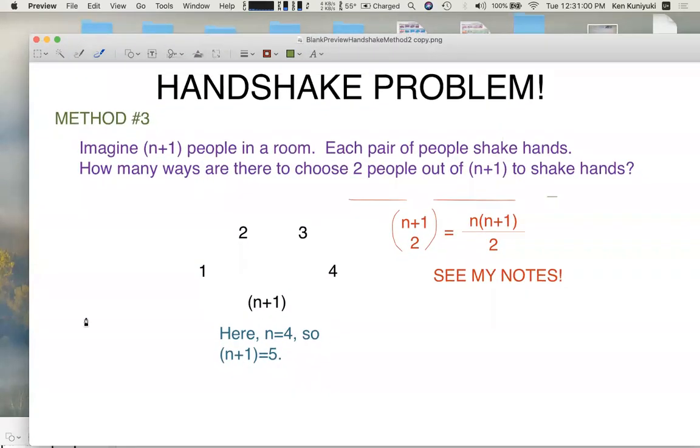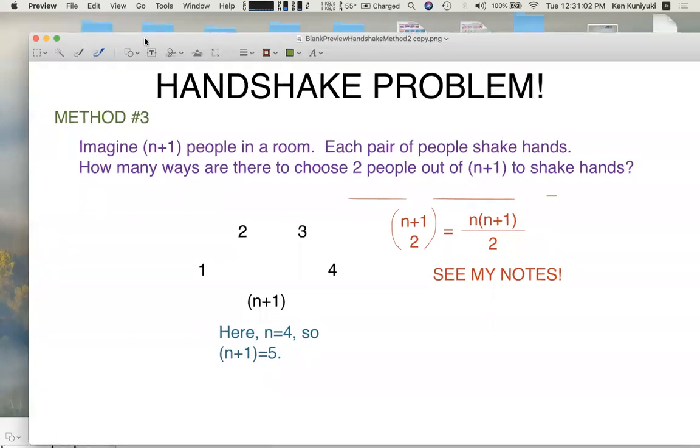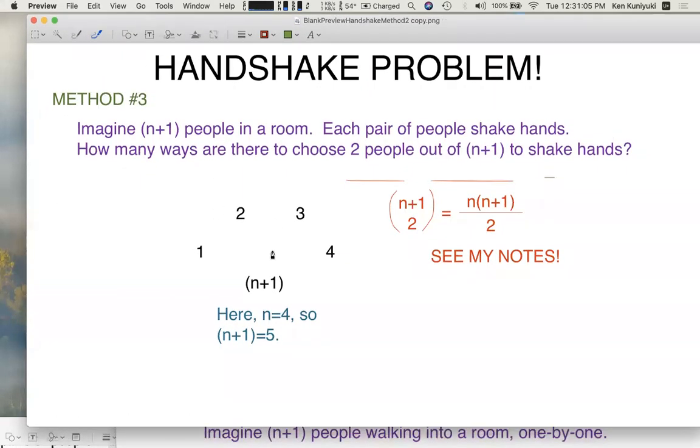Method number 3. Imagine the n plus 1 people in the room. Each pair of people shake hands. Now, how many ways are there to choose 2 people out of n plus 1 to shake hands? Basically, how many pairs of people are there in this group of 5? And each pair of people has shaken hands. Well, we have 1 and 2, 1 and 3, 3 and 4, and so forth.